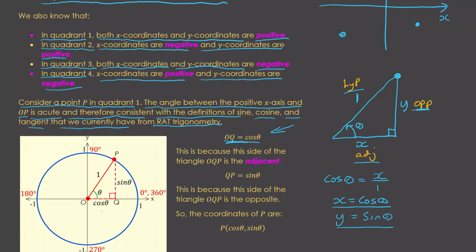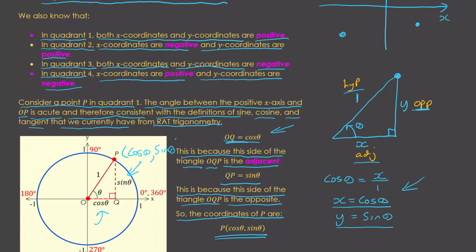OQ is cos theta. We can see that on the diagram here. This is because this side of the triangle, OQP, is the adjacent. QP, as we can see just here, would be sine theta. So we discussed how to find those over here. This is because this side of the triangle OQP is the opposite. So the coordinates of P are cos theta and sine theta. So this point here, P, has coordinates cos theta, sine theta.